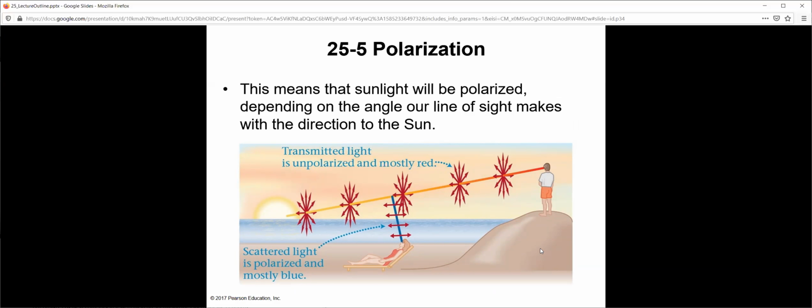Sunlight can be polarized depending on the angle your line of sight makes with the direction of the sun, right? If you don't look at the sun, it's not as bright. Duh. Transmitted light is unpolarized and mostly red, but scattered light is polarized and mostly blue. Cool. I don't want you to look at the sun to test this. Don't do that. That would not be a good move on your part.